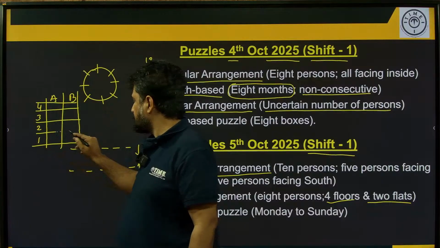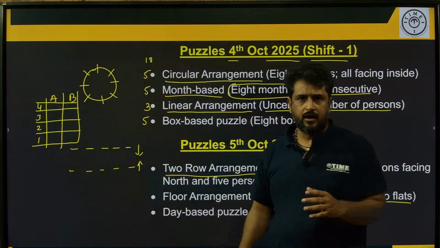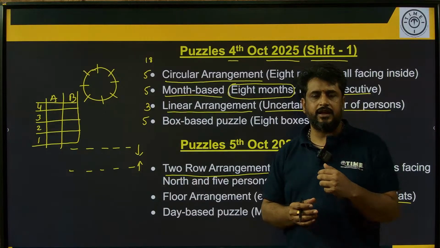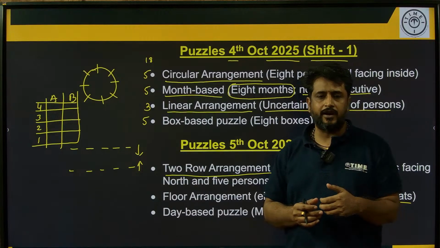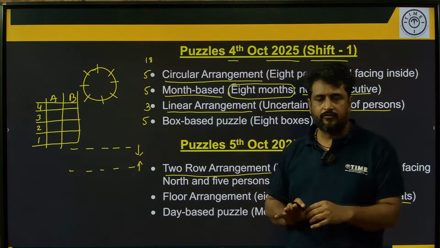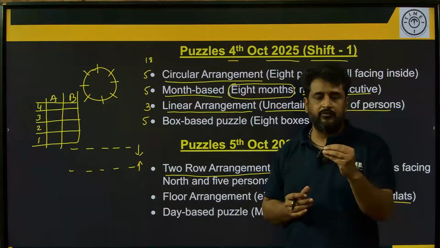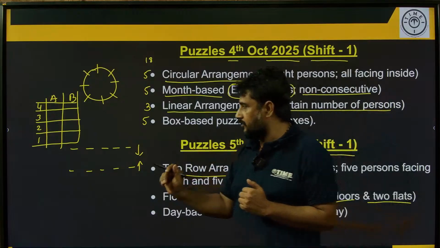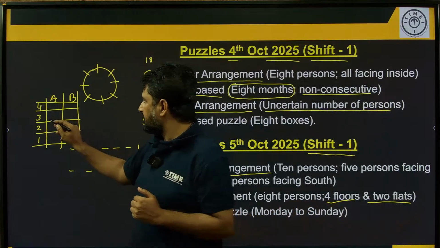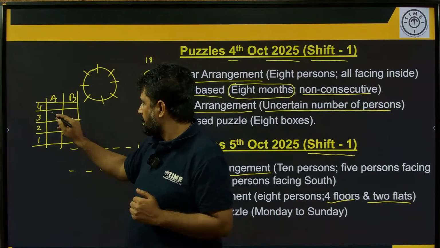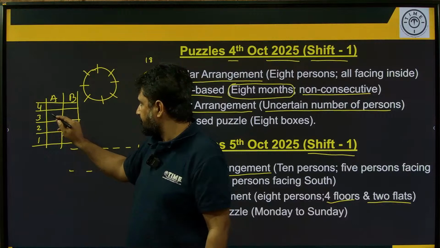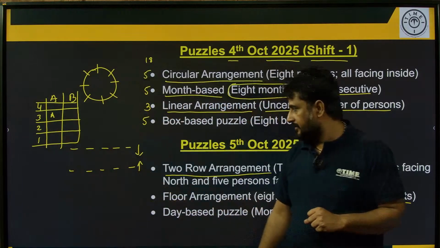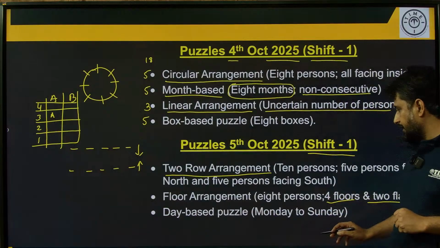And the clues are also straightforward. A lives above the floor on which B lives. The flat in which A lives is immediately above the flat in which B lives. This kind of clue was given. Even in this puzzle, negative information was less. Okay, more straight clues were given. It's like A lives in flat A of floor 3. Let's say A will be here. This kind of clue was given. And a day-based puzzle.